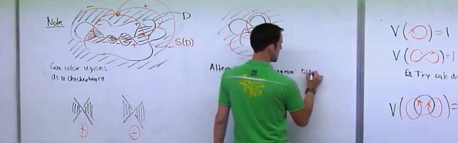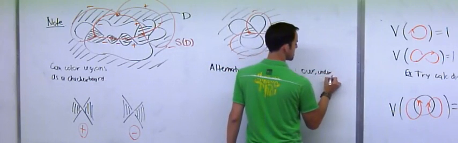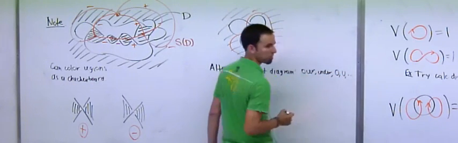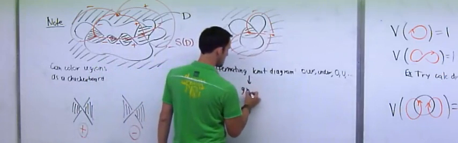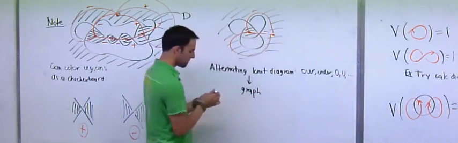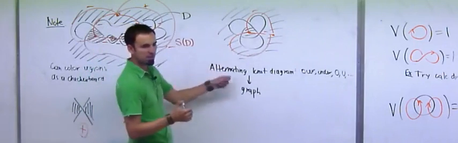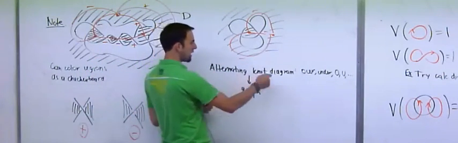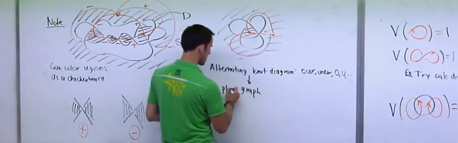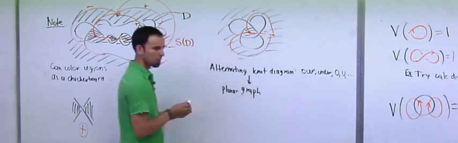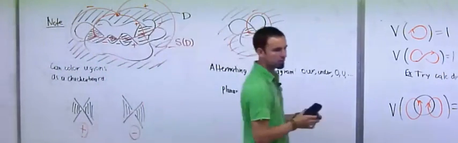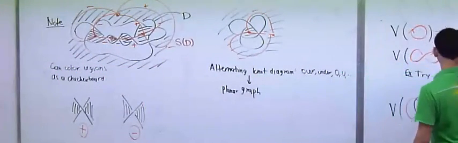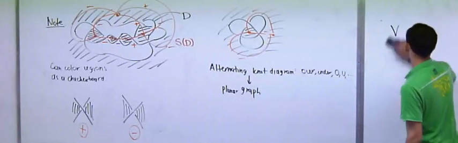You go over, under, and so on. And if so, then you just get a graph. And actually, if you think about this a little bit, you'll see that this is a bijection between alternating knot diagrams and planar graphs. So if you start with a planar graph, you can make a knot from it by reversing this procedure.